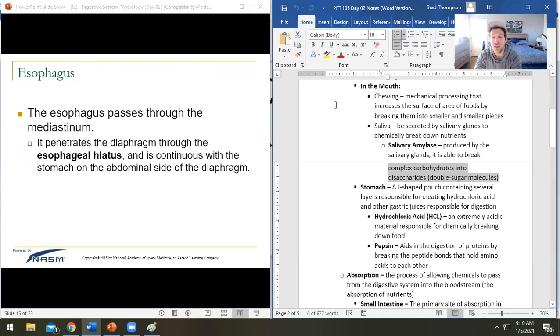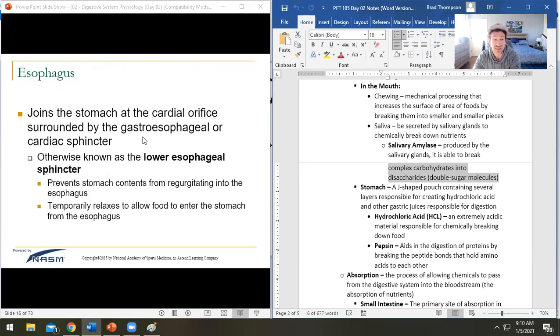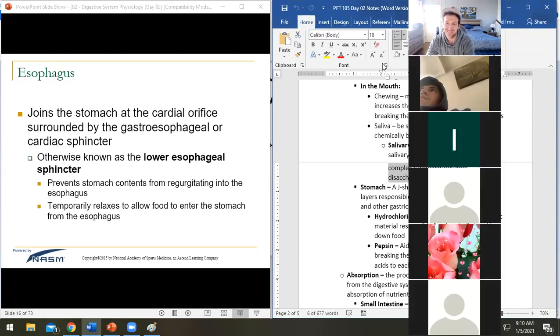And then what's going to happen is food is going to pass into your esophagus. And your esophagus is the first part of your throat there that travels all the way down into your stomach, right? And that's really what we want to spend a lot of time talking about. But your esophagus is going to join your stomach, and it's going to be surrounded by what is called, and this is always fun to say, a gastroesophageal sphincter. Don't worry about knowing that name, by the way.